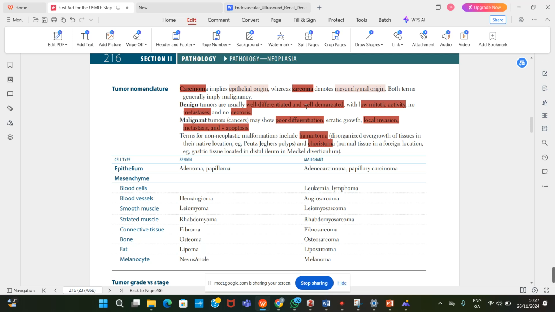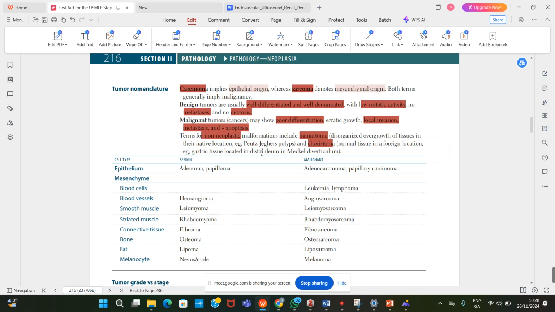Now, having said that, we also need to talk about some malformations that are not benign tumors and they are not malignant tumors. You have to pay attention to this. So these are the marks. If Step 1 is graded, these are the questions that you can pick up to escalate your score into stuff like 250s and 260s, because everybody knows benign tumor, everybody knows malignant tumor, but do you know hamartomas? Do you know choristoma? So these malformations are non-neoplastic malformations.